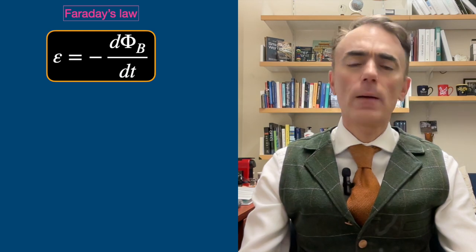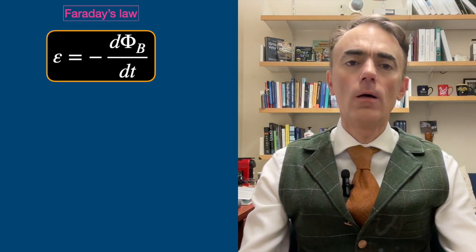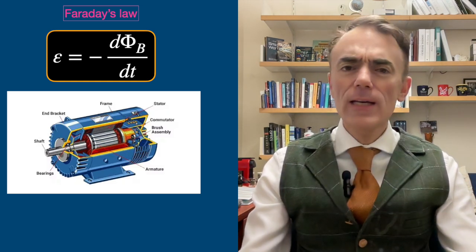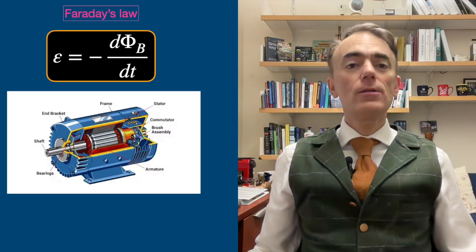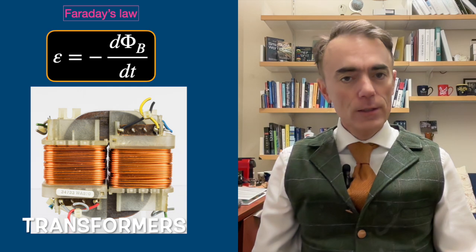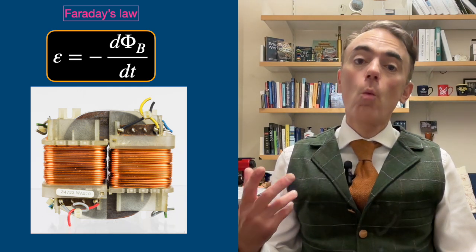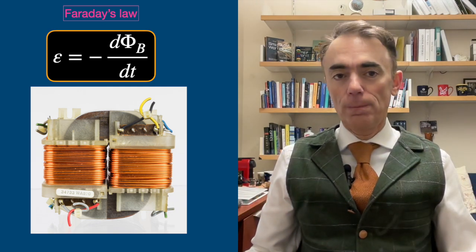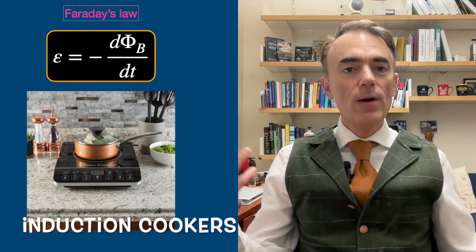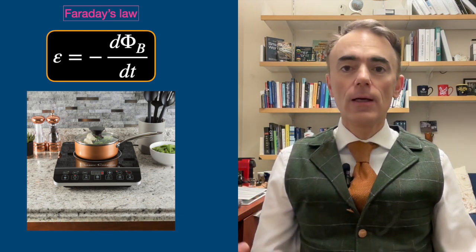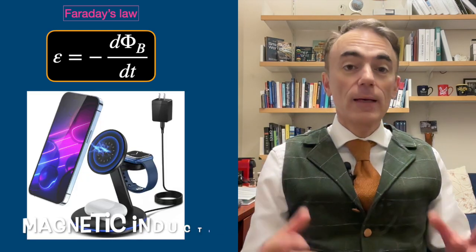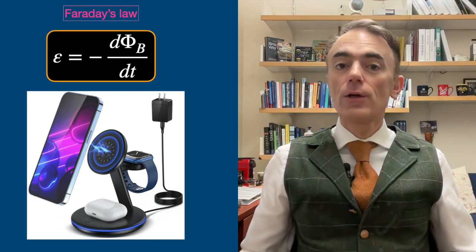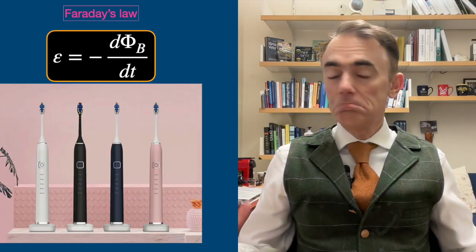What are some real-world applications of Faraday's law? Electric generators. By rotating a coil in a magnetic field, generators produce electricity for homes and industries. Transformers. Faraday's law explains how changing current in one coil induces a voltage in another coil, enabling efficient power distribution. Induction cookers. These use rapidly changing magnetic fields to generate currents in cookware, heating it directly. Magnetic induction charging. Wireless chargers for phones rely on Faraday's law to induce current without direct contact, or even toothbrushes.